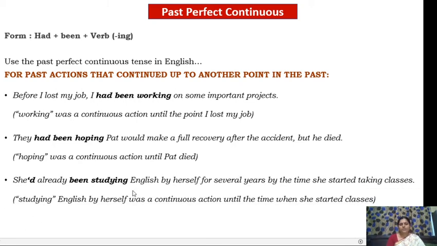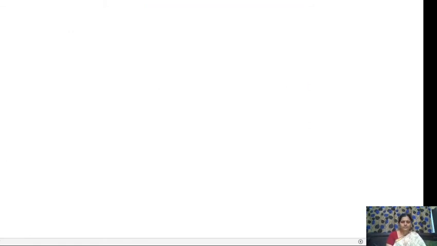She had already been studying English by herself for several years by the time she started taking classes. So this is some point of time in the past. Till this point of time, she was doing something. What is that? She had already been studying English. So this was in progress till this point of time. Studying English by herself was a continuous action until the time when she started the classes. So past in the past.